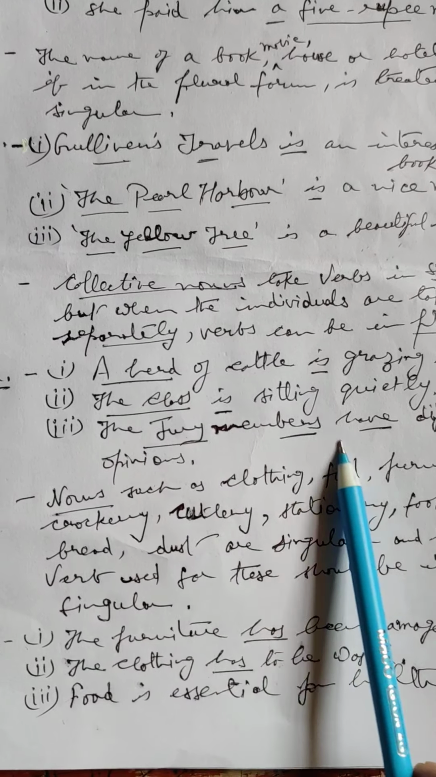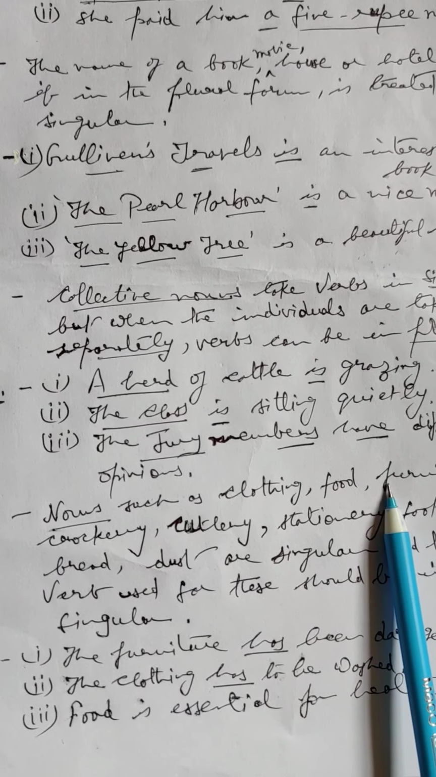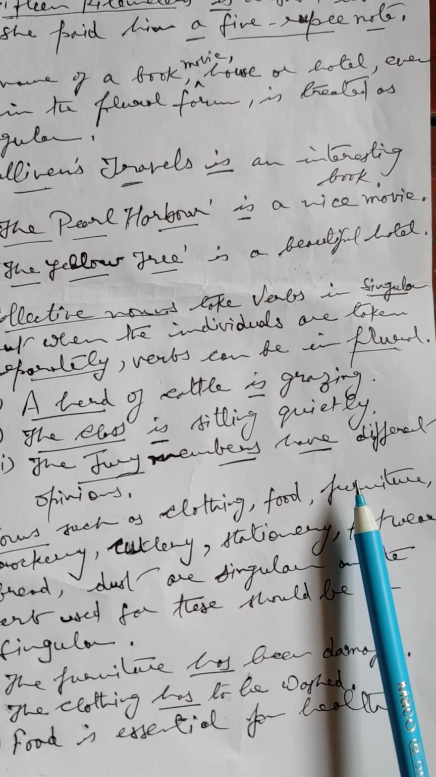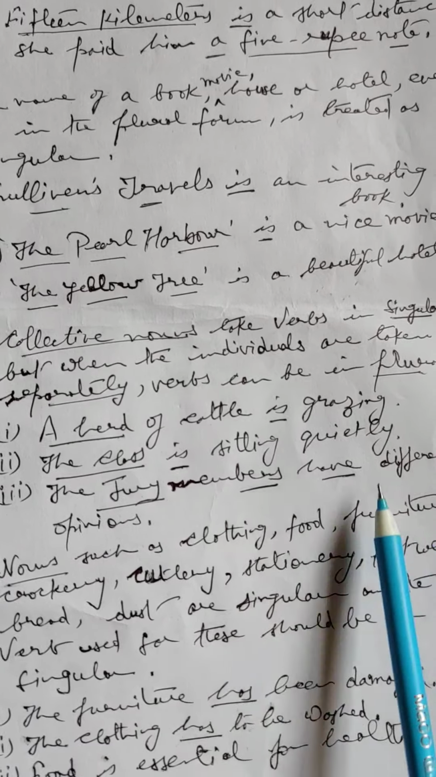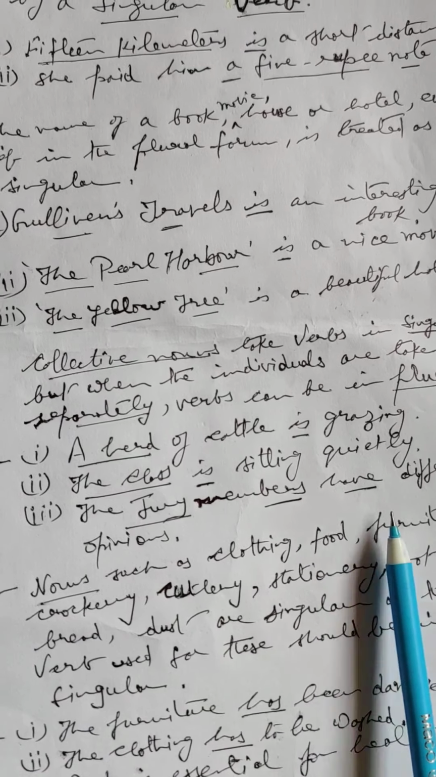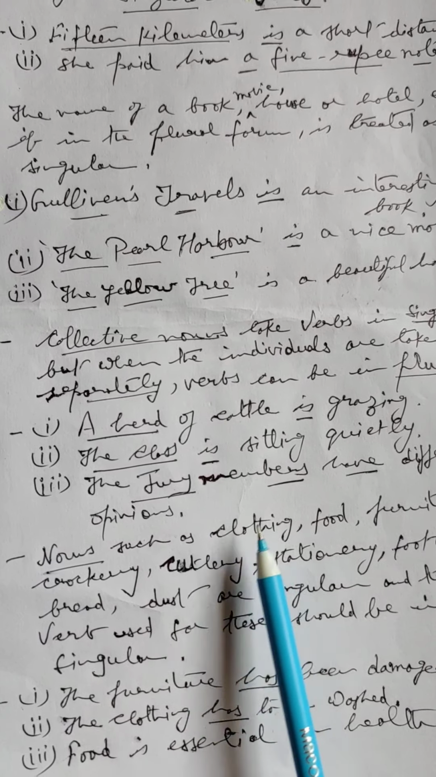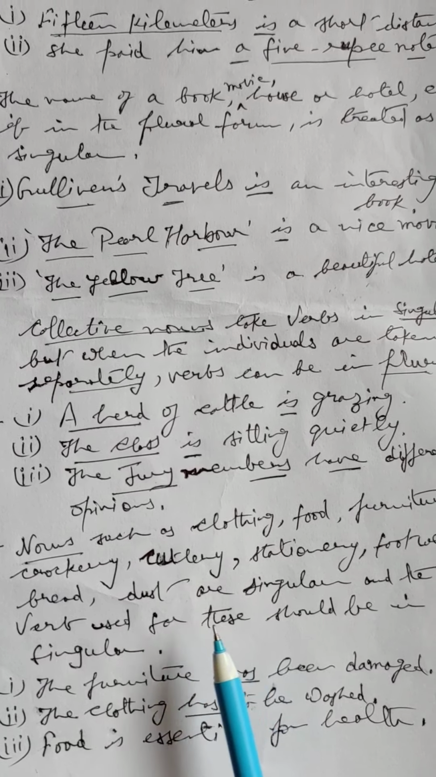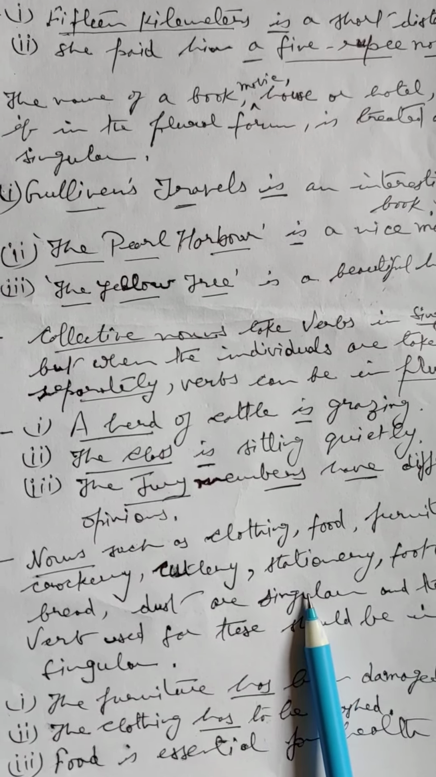Always use these words, these subjects, as singular number. You never say foods or furnitures, that is wrong English. Just take it as singular number. Food, furniture, crockery, clothing, stationery, footwear, bread, dust, they are singular, and the verb used for these should be in singular. Now example, the furniture has. We have not used here have.